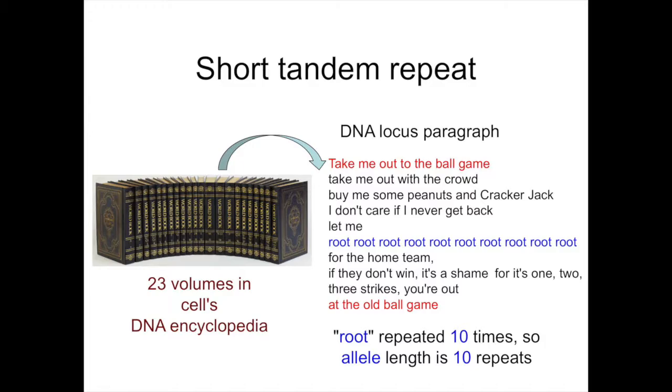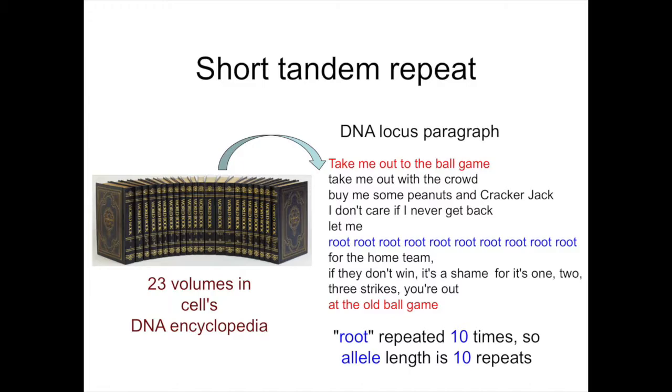This is in English. So here's a word root, it's 4 letters long, and it's repeated some number of times. A short word, tandemly repeated. What makes it useful is that different people have different lengths. Here there are 10 repeats of the word root. That's called an allele, is 10, the variant. But someone else may have 5 or 7 or 15, how many repeats there are. And so that gives variation that can be used to distinguish between people.